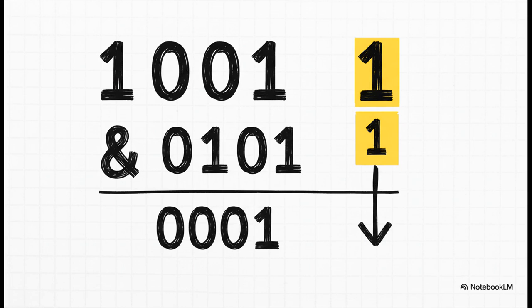We just line up the binary for 9 and the binary for 5. Let's look at the rightmost column. 1 and 1. Yep, that gives us a 1. But for all the other columns, at least one of the bits is a 0. So the result is 0, 0, 0. And just like that, 9 AND 5 becomes 1.